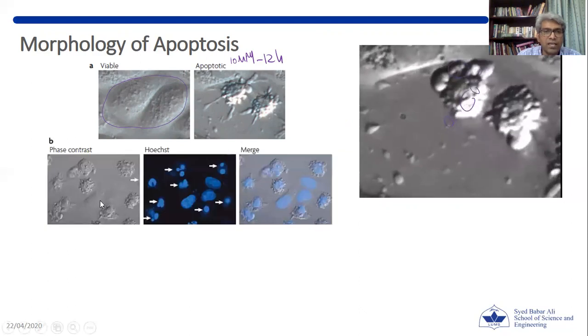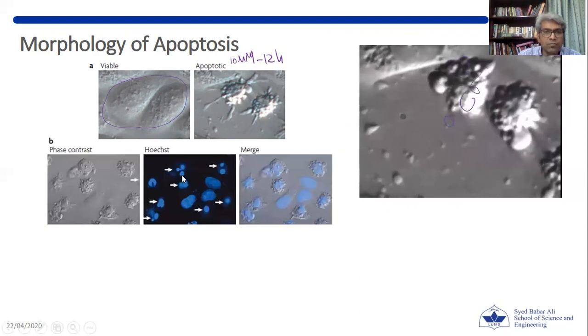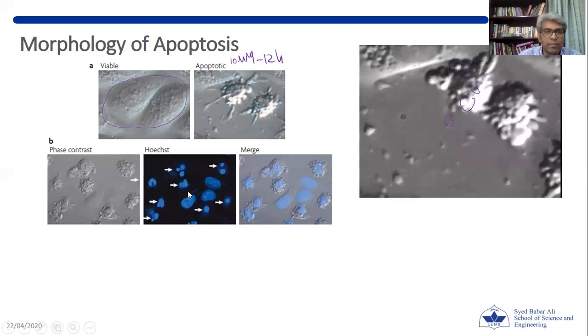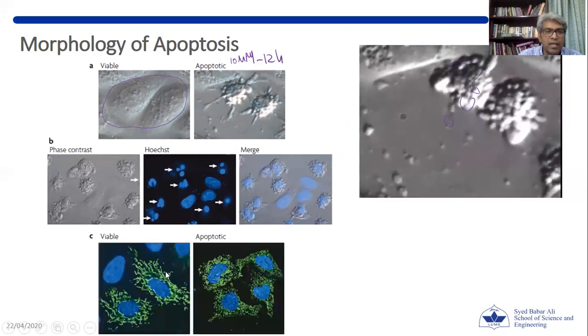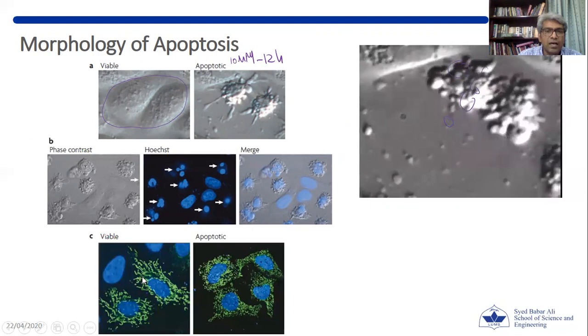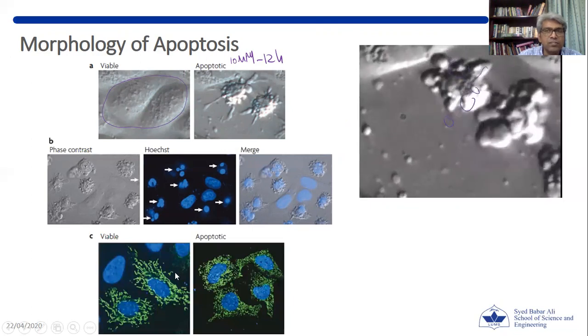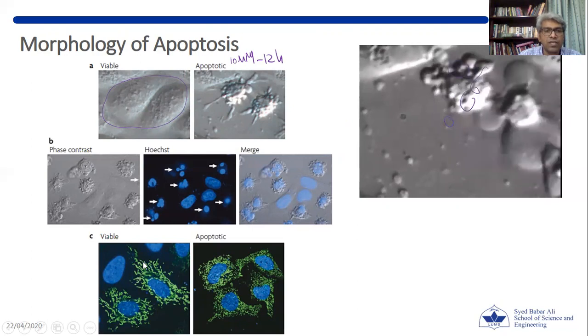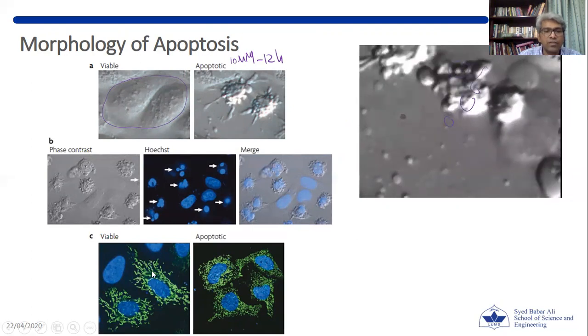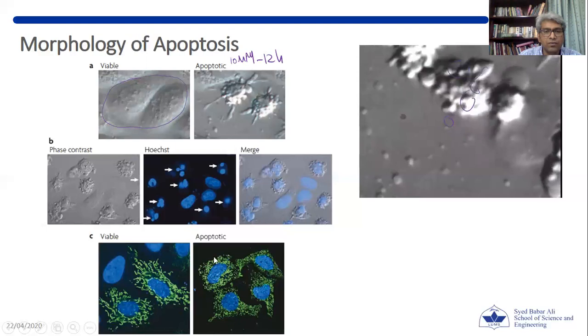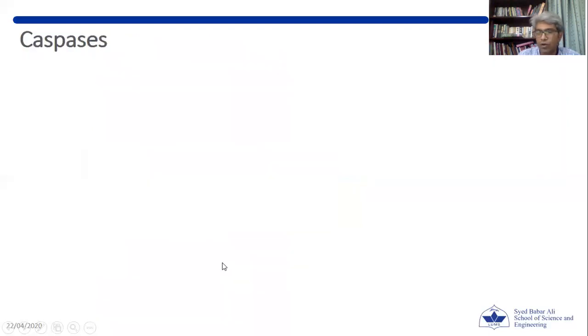You can see that the nucleus is also fragmented. So the DNA is fragmented, the nucleus is fragmented. And you also see that the mitochondria release cytochrome C. Here you see cytochrome C in the mitochondria, and here you see that the cytochrome C has been released. We'll talk about that later.